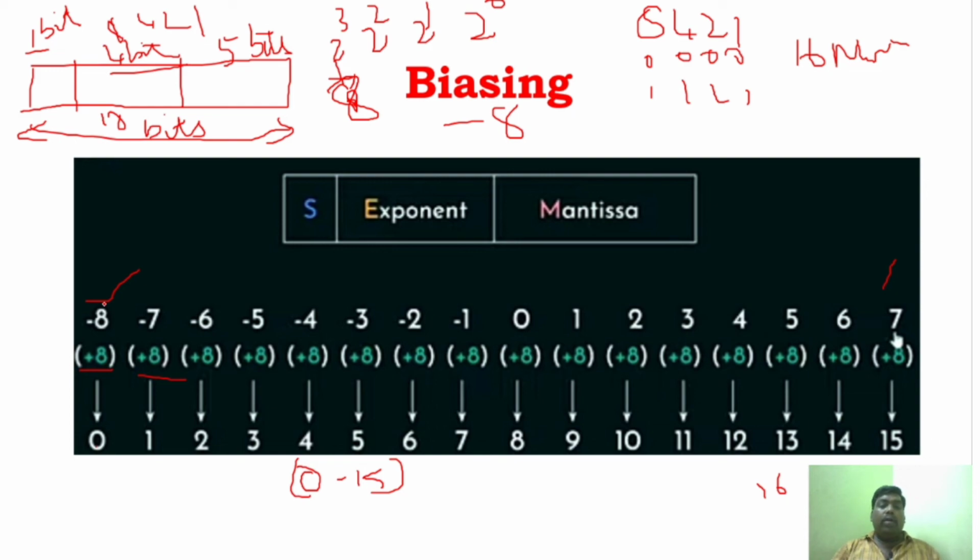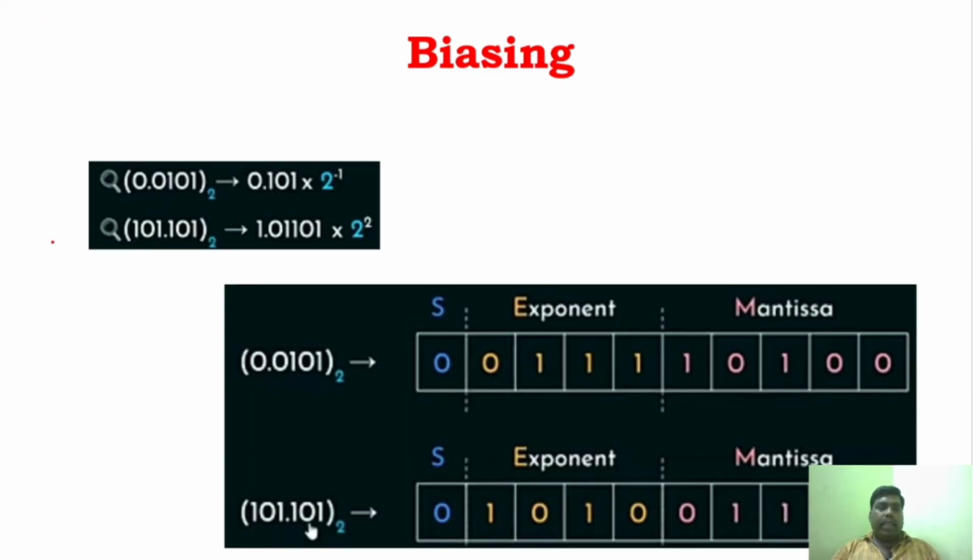Now, if you don't understand this concept, don't worry. In the next explanation, you can understand what biasing is. So far you understand, right? Why do we go for biasing? In order to specify the range for negative numbers, to express the exponent values. And now listen very carefully.